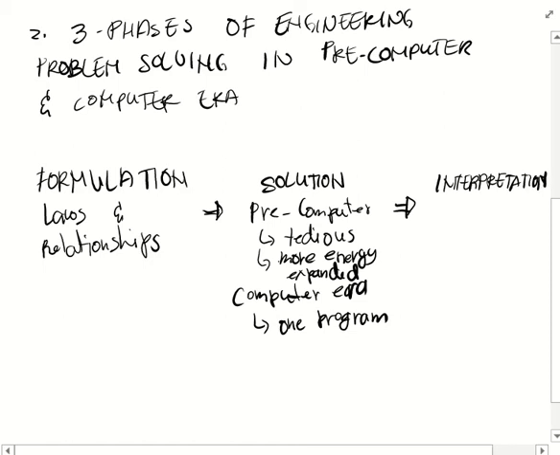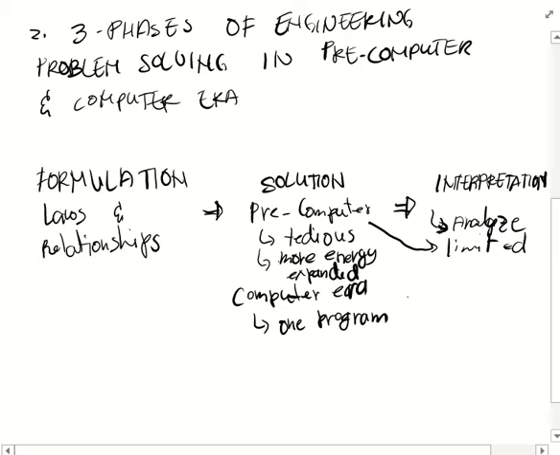So this will be the last part. So this is the analysis part. We analyzed our solutions. So the result of our solutions. In the pre-computer era, the interpretation is limited. Why? Because we spent most of our time in the solution part.